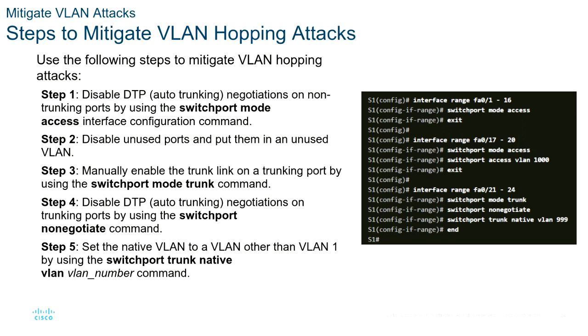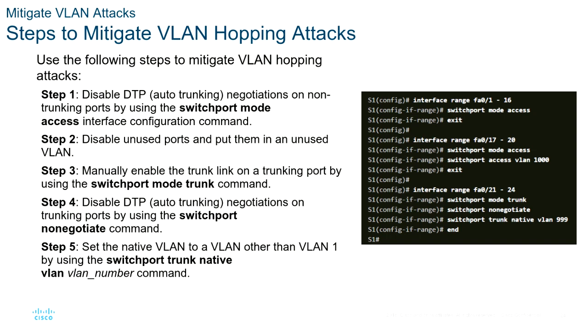So let's disable DTP entirely. Switchport mode access disables it entirely. Take unused ports and put them in an unused VLAN. In this case, he's taken the port range of 21 through 24 and put them into a native VLAN, that's the garbage can VLAN. Put them in an unused VLAN.